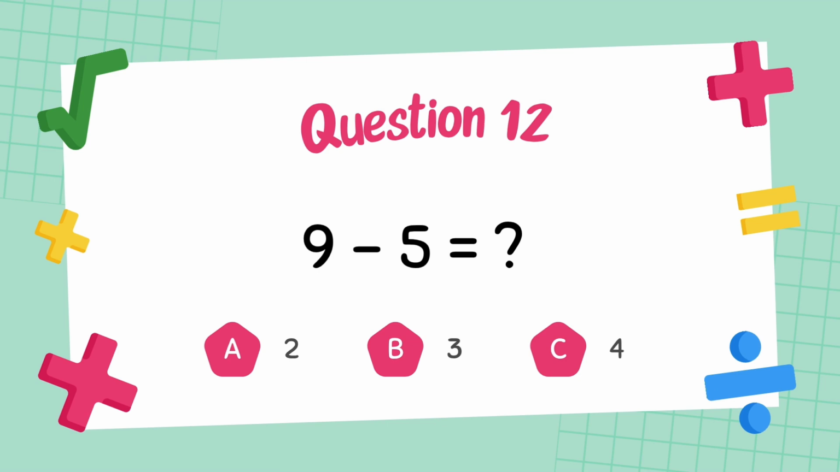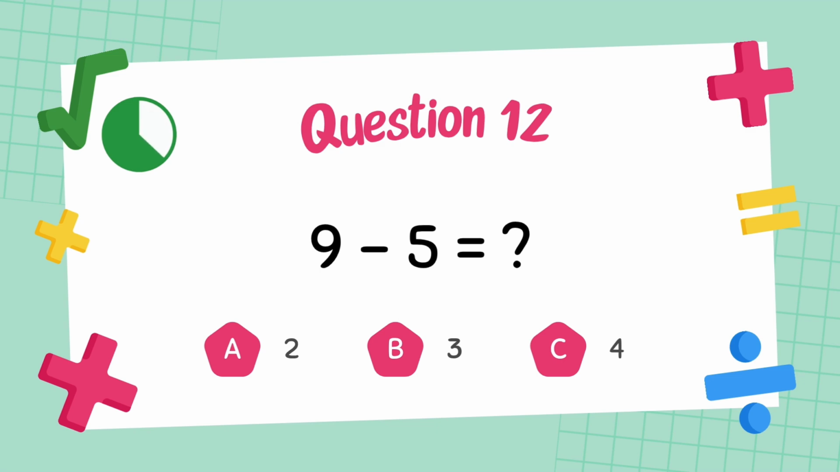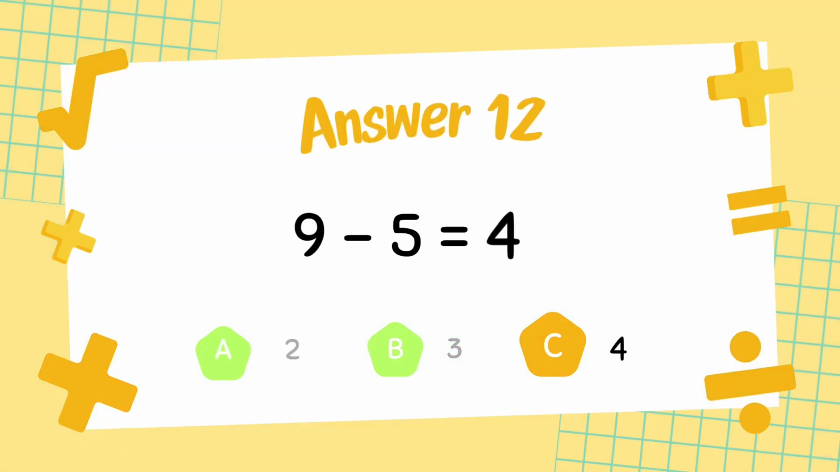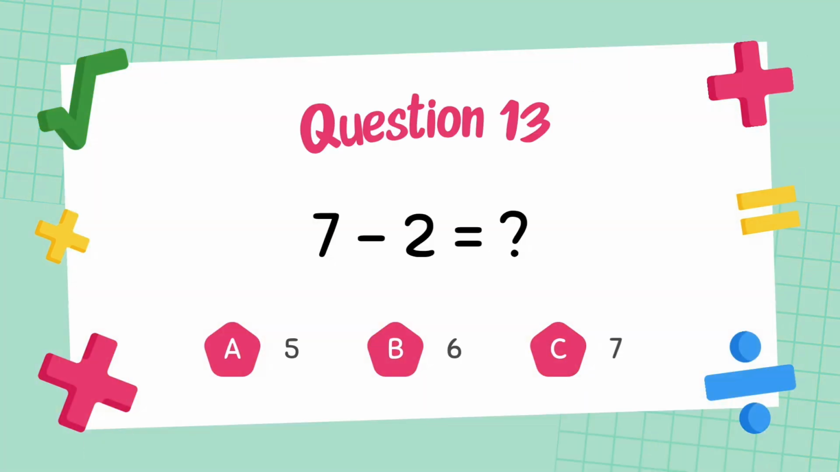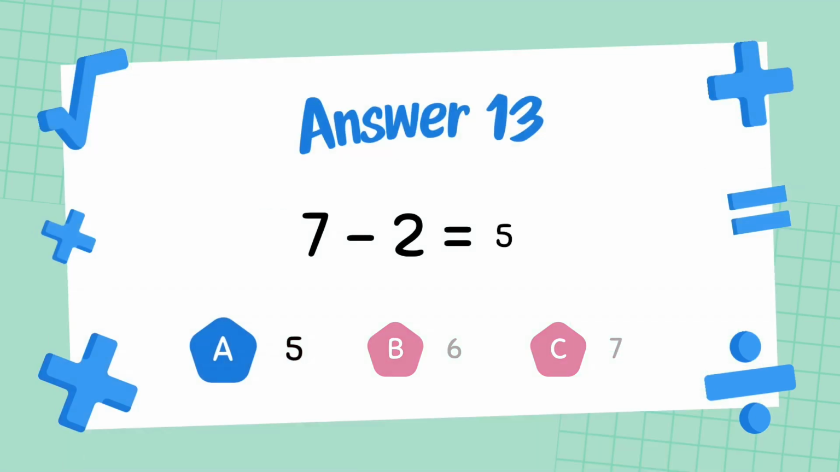What is 9 minus 5? The answer is 4. What is 7 minus 2? The answer is 5.